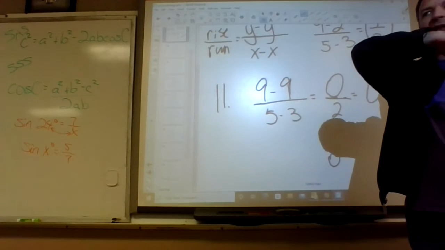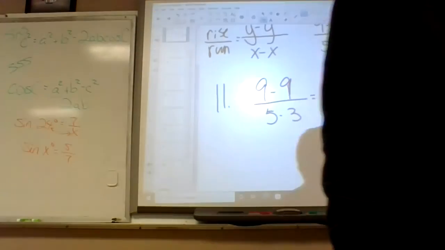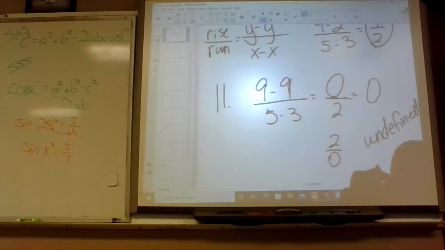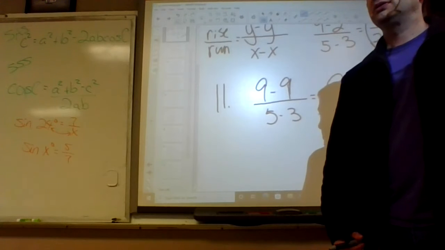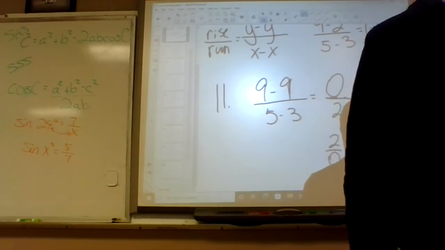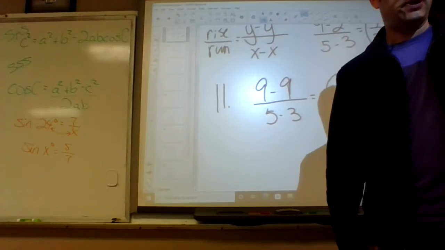Horizontal. Horizontal line, like the floor has a zero slope. Okay, where are we? 13? So do we just write undefined slope on it? So on number 12, it says the slope of every vertical line is what? Undefined. We just talked about that. The slope of every vertical line is undefined.